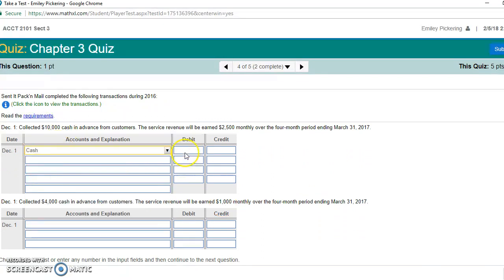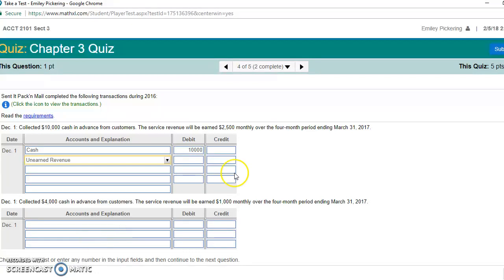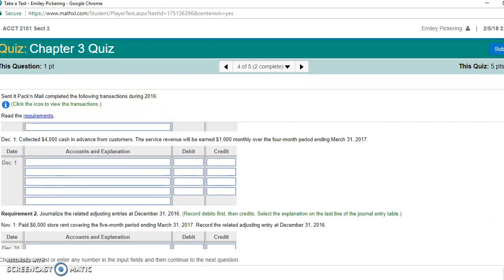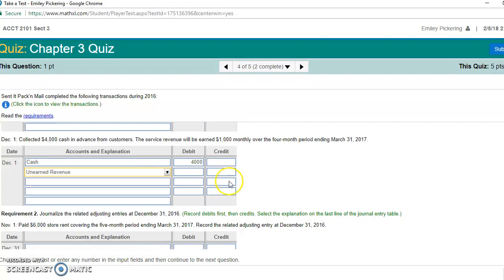So I'm going to increase my cash. And this is unearned revenue, which is a liability because we haven't earned it yet. These services will be earned $2,500 monthly for 4 months. Collected $4,000 cash in advance from customers. So again, cash and unearned revenue.